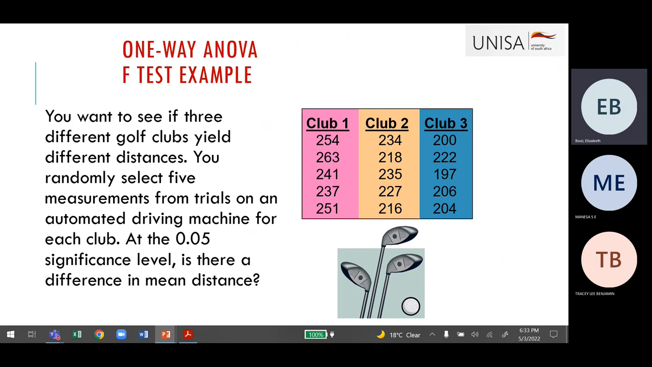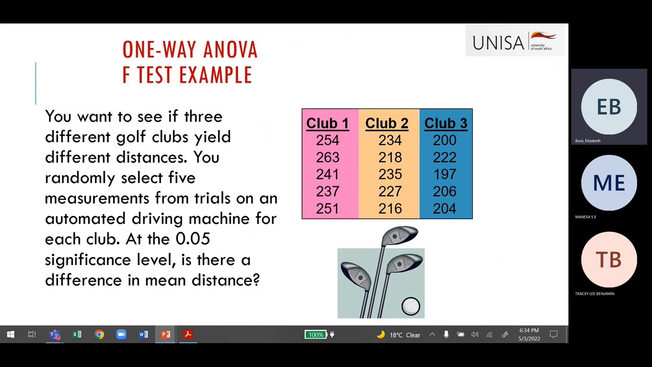So we can see that club one yielded those distances. You know, when you hit a golf ball, it moves a certain distance. So those are the distances calculated for club one, club two and club three. Now we need to test. So let's read the question.